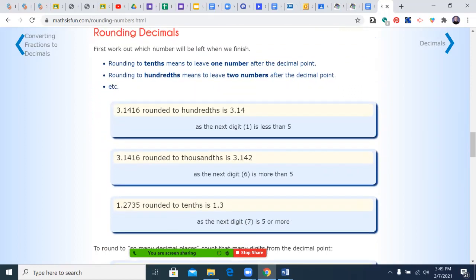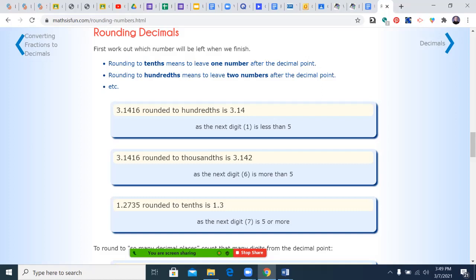With rounding decimals, first work out which number will be left when we finish. Rounding to tenths means we leave one number after the decimal point. And on the assignment today, that's largely what we are going to do. Rounding to hundredths means to leave 2 numbers after the decimal point. So we have some examples.